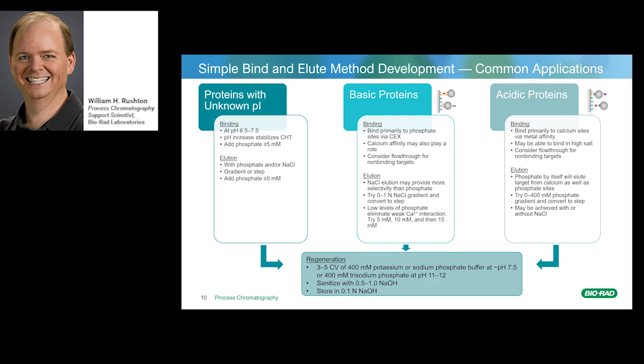And then for regeneration, we recommend 3 to 5 CVs of either potassium or sodium phosphate, pH 7.5, and then you sanitize with 0.5 to 1 molar hydroxide.